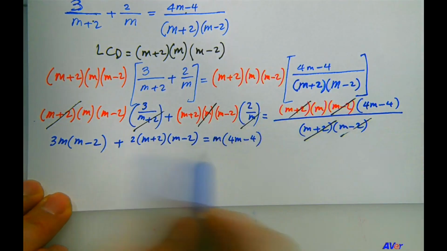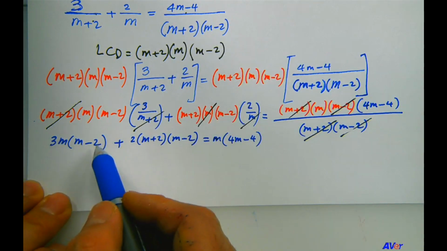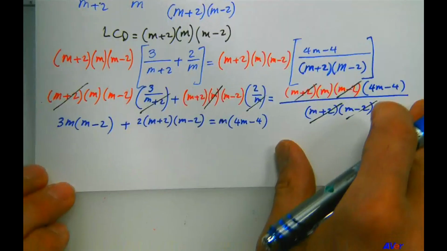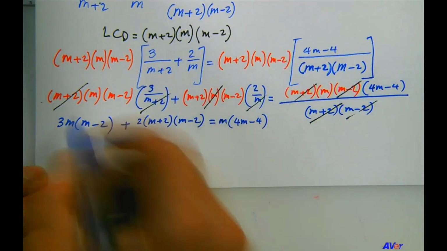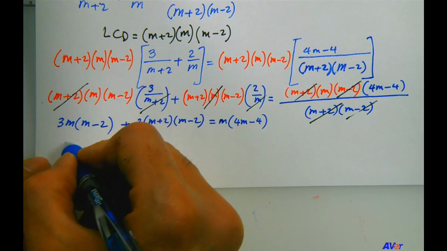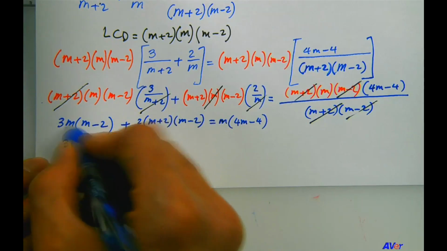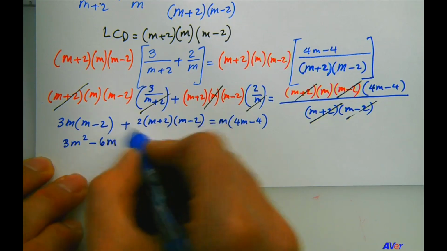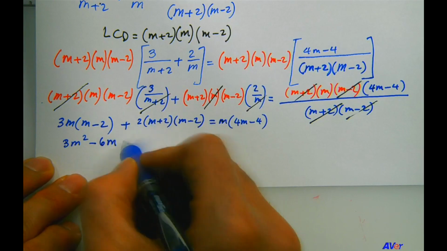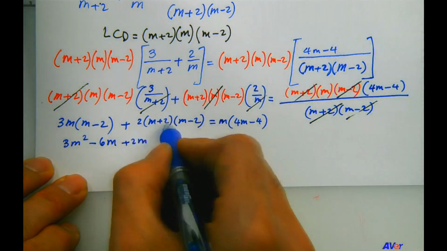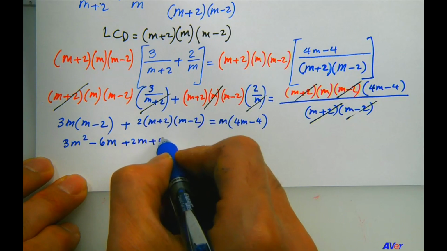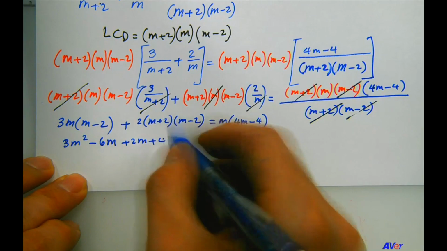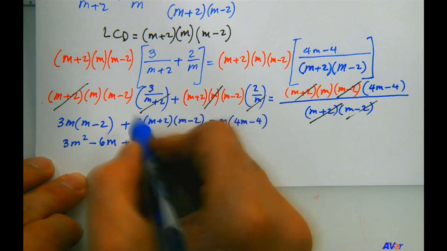So let's see here. Now we're solving for m, right? So we need to distribute m wherever we see it. In order to isolate it, we need to first distribute it. So 3m times m, 3m squared. 3m times minus 2, minus 6m, plus 2m plus 4. Oops, okay, so I have to correct this. This 2 on the outside.